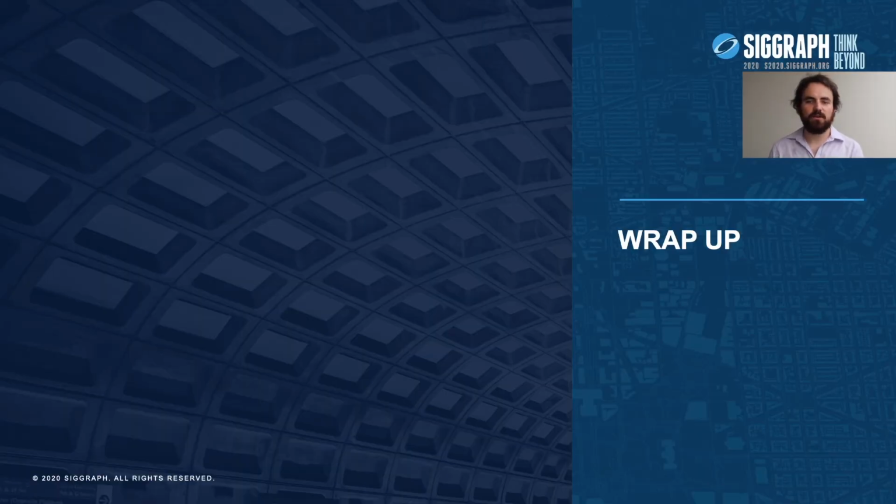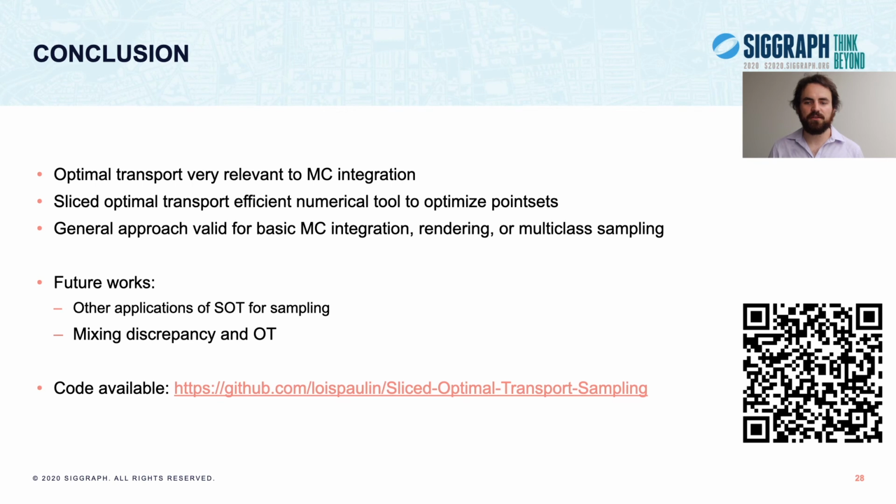As a conclusion, I would like to say that we showed that optimal transport is relevant to Monte Carlo integration, and that sliced optimal transport is an efficient way to compute it and to minimize it. And our method is valid for basic Monte Carlo integration, and we added some methods to make it relevant for specific applications like rendering.